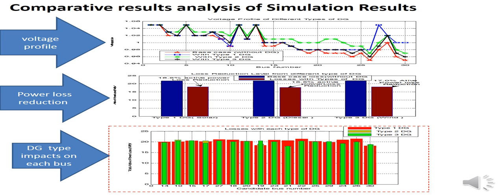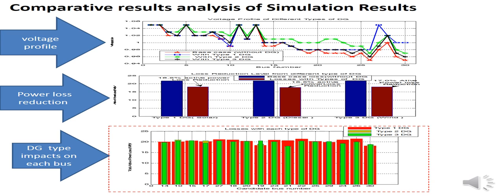Here is the voltage profile. The green is type 2, the blue is type 1, and the red is type 3, displaying different impacts on voltage profile of the network. In this case, type 2 and type 1 have a higher impact on voltage profile than that of type 3.